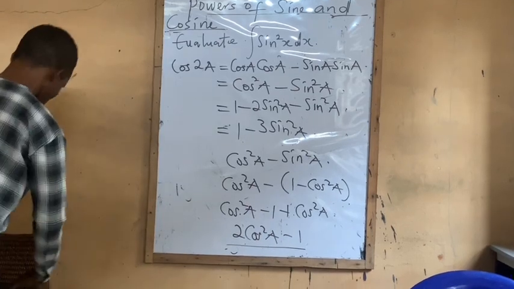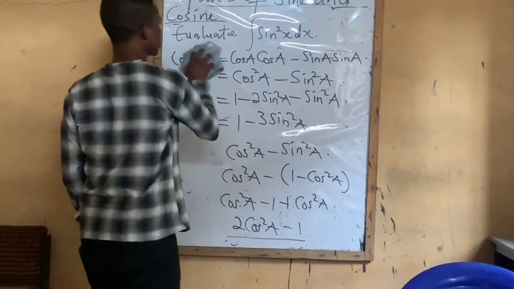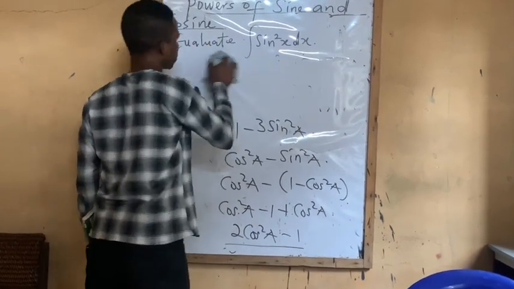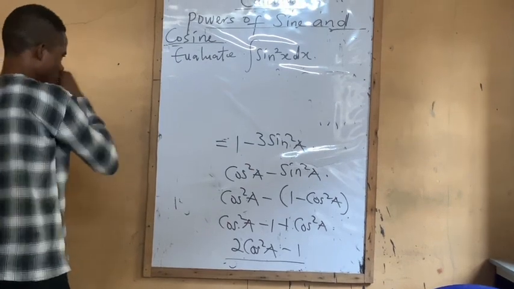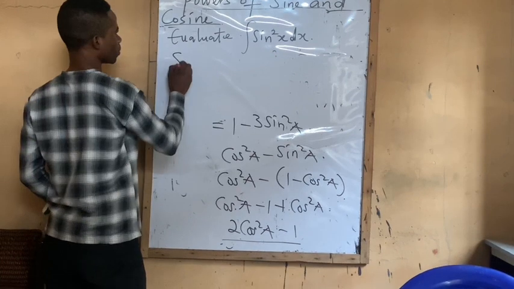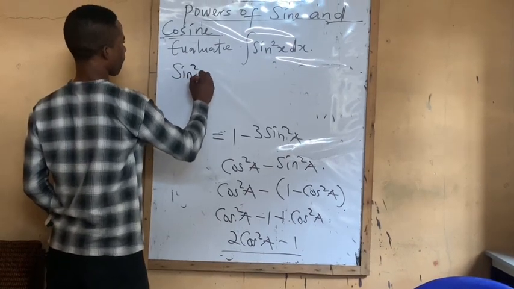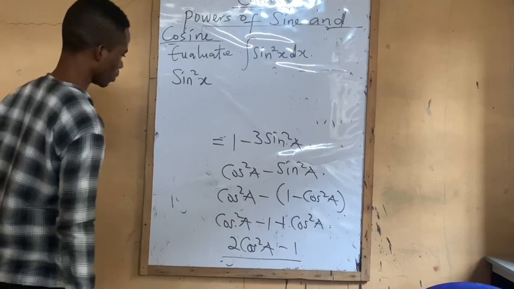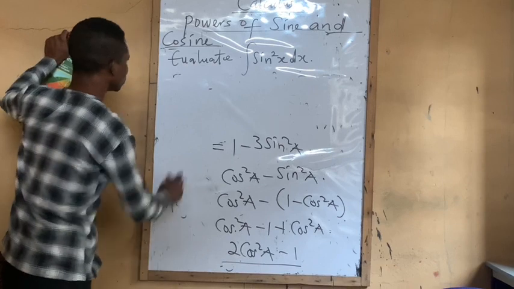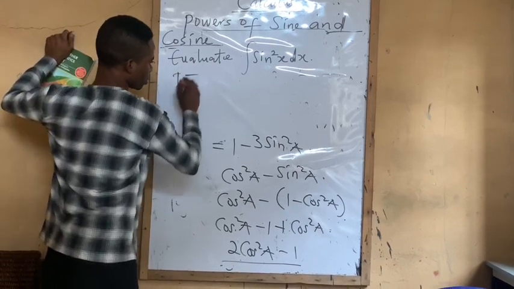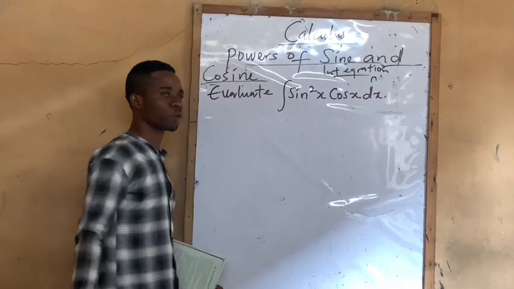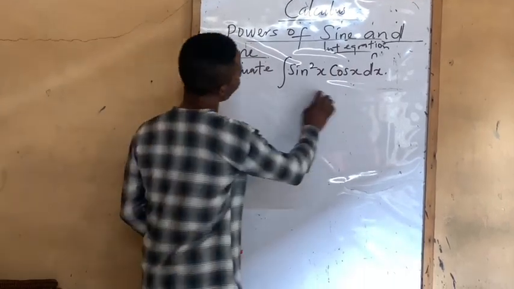Now, what are we now looking for? If I say sine square x, oh sorry, let me bring this one inside. 1 minus, with opposite. When we have this, this is under power of sine and cosine as well. When we have it like this, what do we do?